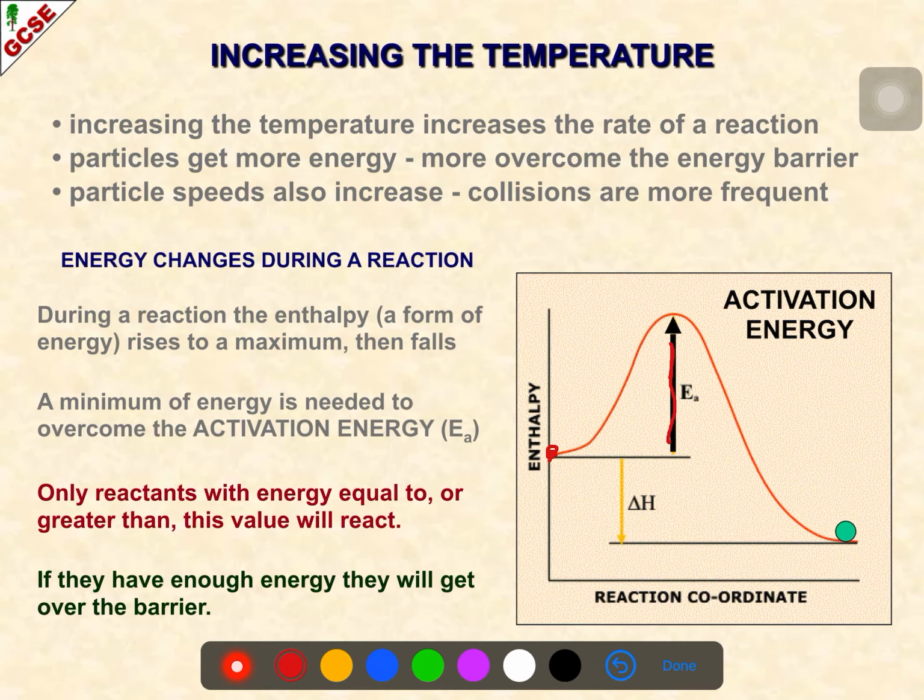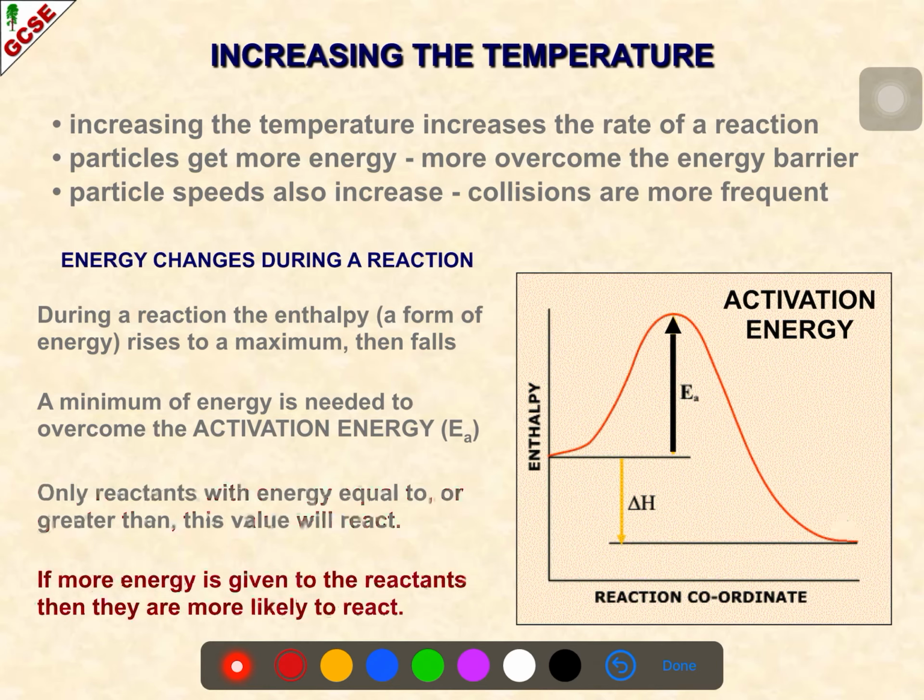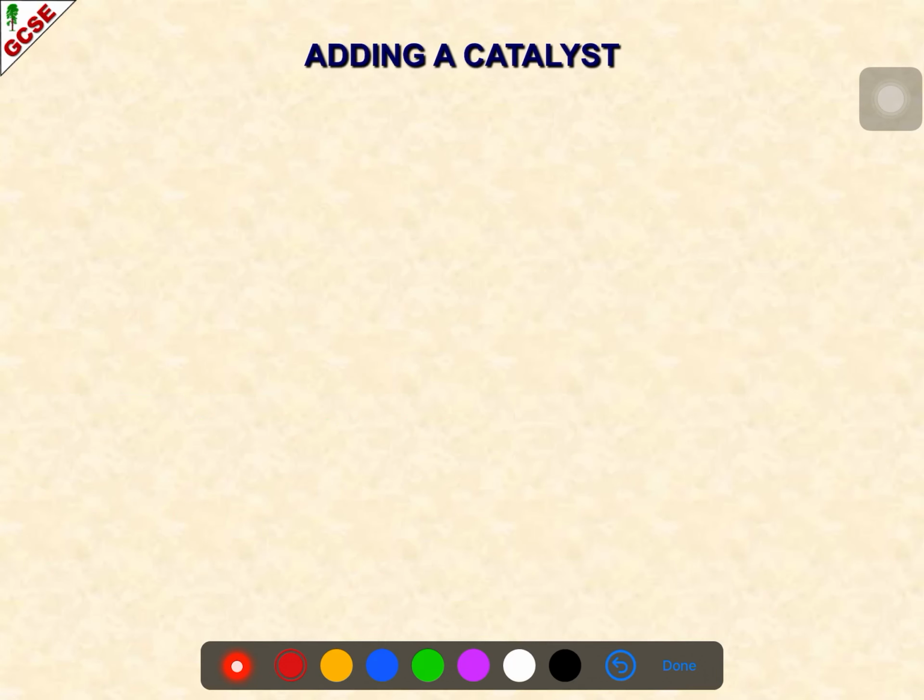Okay, so that's why you need energy for a reaction to happen, and that energy must come from increasing the temperature of the reaction. So that the particles will gain energy, and if they gain energy, they also increase the activation energy. All right, if more energy is given to the reactant, then they are more likely to react. Okay, again, copy this slide.